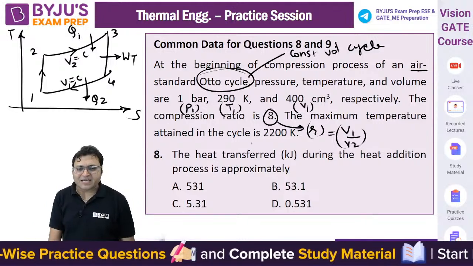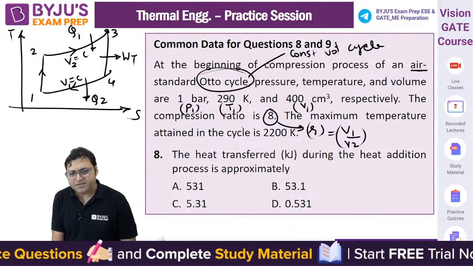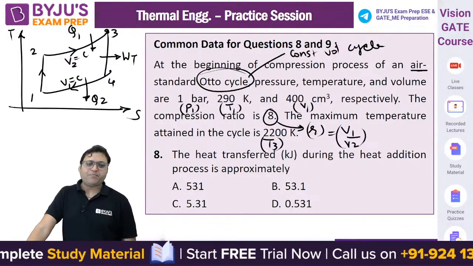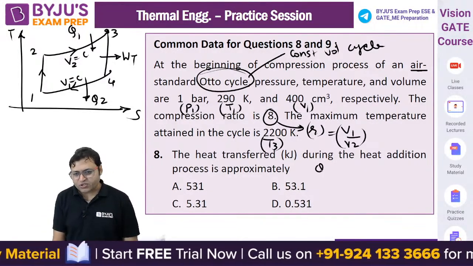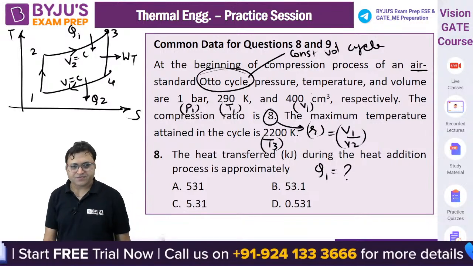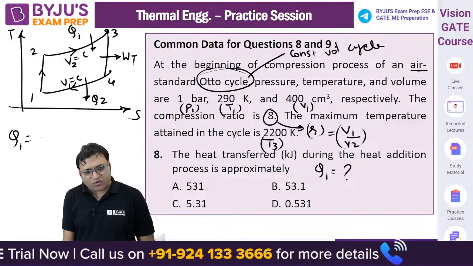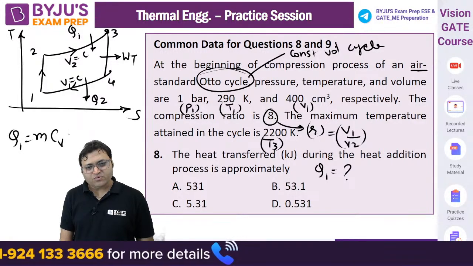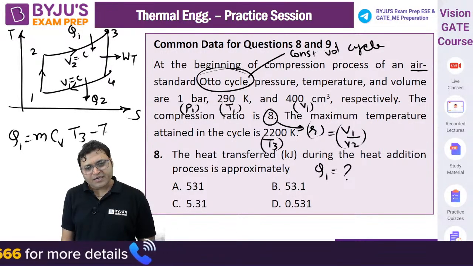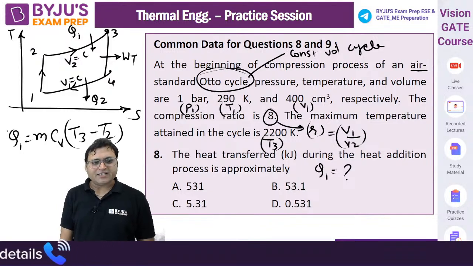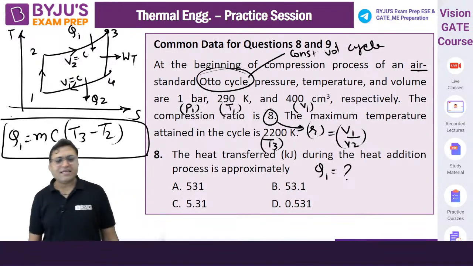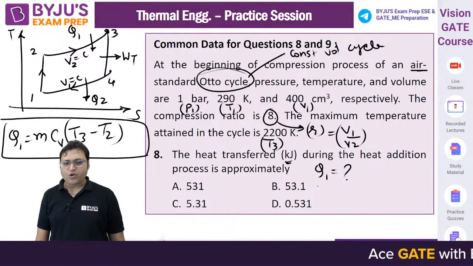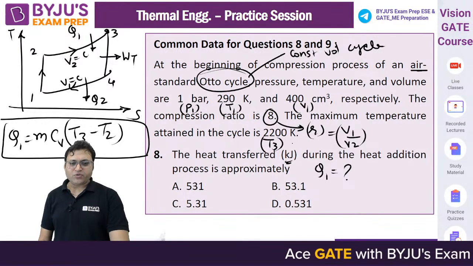The maximum temperature in the cycle is T3. The heat transferred during the heat addition process is approximately, this is Q1. The question is to find out Q1, heat transfer. So Q1 is equal to M into CV into T3 minus T2, isn't it? The answer is to be in kilojoule. M into CV into T3 minus T2.